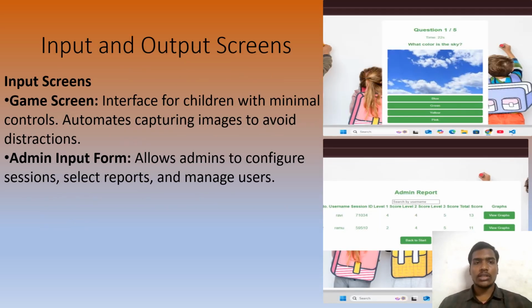Input and output screens. Input screens: we have two input screens, one for the child and the other for the admin. Game screen: an interface for children with minimal controls. It automates capturing images to avoid distractions. This is how the game screen looks. And the admin input form allows the admin to configure sessions, select reports, and manage users. So this is the admin interface.